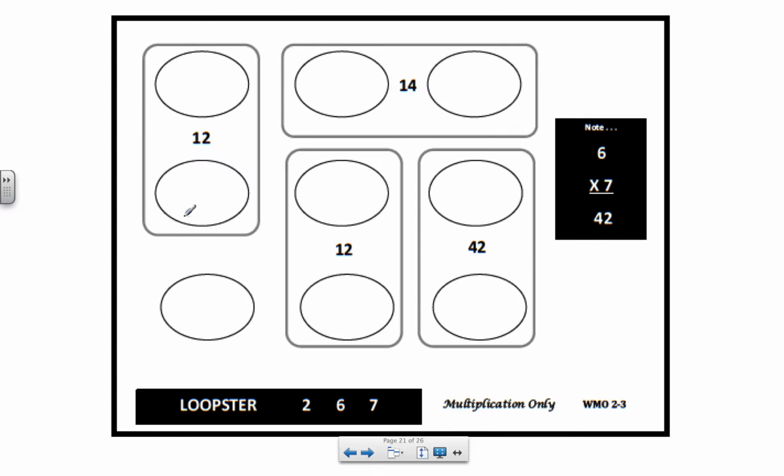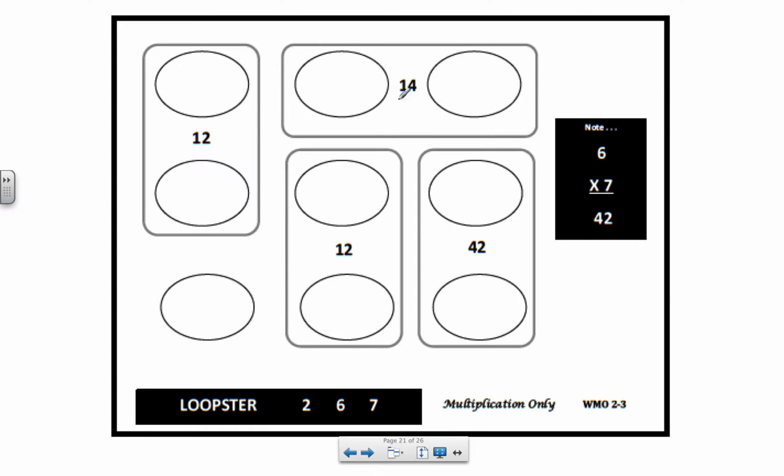And a loop tells you that if you loop 2 circles together, the answer is in the middle. So that means these 2 circles multiply to make 12. These 2 circles multiply to make 14. These 2 circles multiply to make 12. These 2 multiply to make 42. Down the bottom, the numbers we're using this time are 2, 6, and 7.